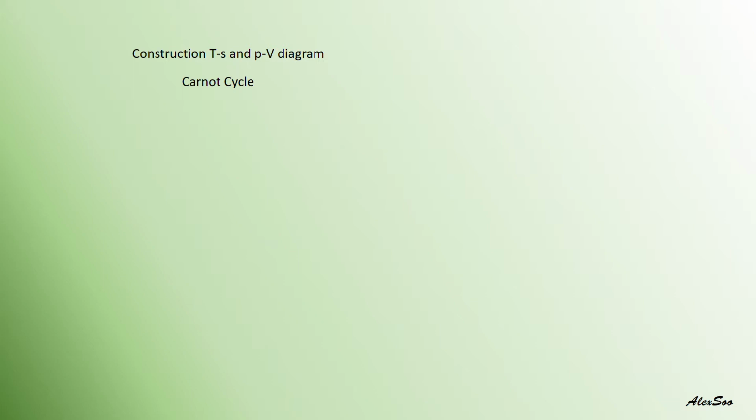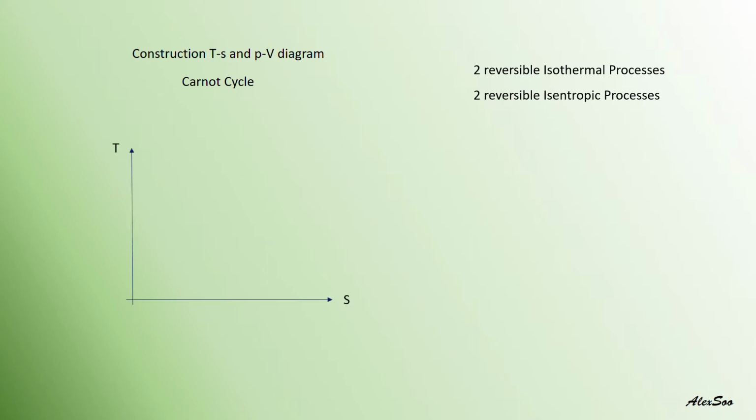So here, the first thing that I need to do is to teach how to construct the TS and the PV diagram for the Carnot cycle. In the Carnot cycle, we have 2 reversible isothermal processes and 2 reversible isentropic processes. So here, first we have the TS diagram.